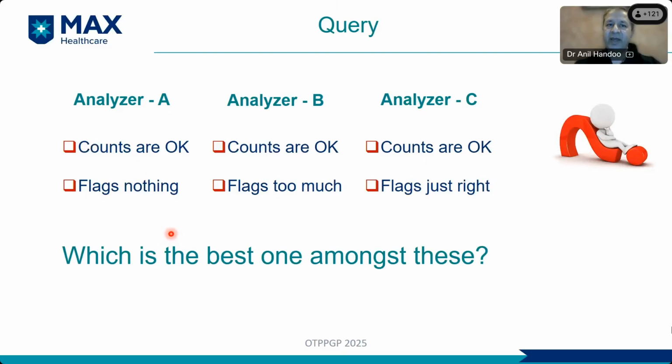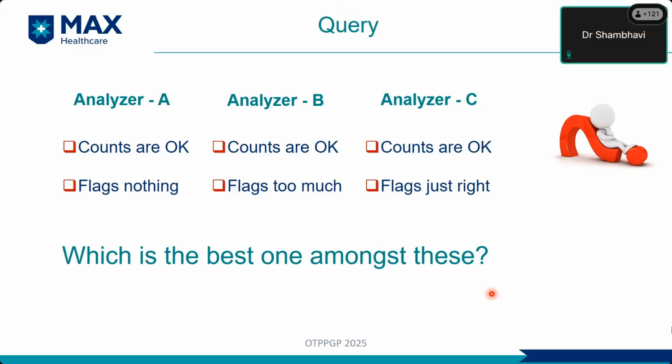But when I look at flags, analyzer A gives me no flags. Analyzer B gives me too many flags. And analyzer C gives me just the right flags. Which analyzer should I be opting for? Which is the best one amongst all of them? So what is your thought?